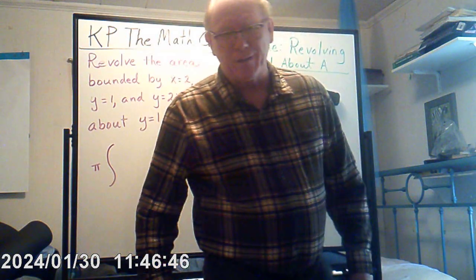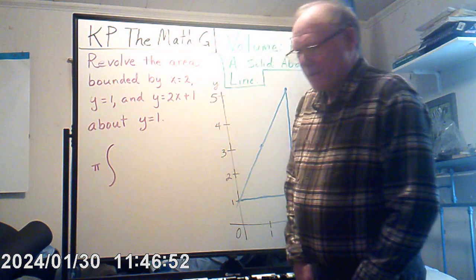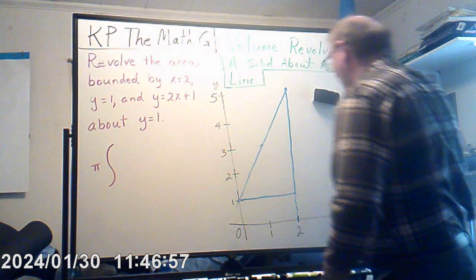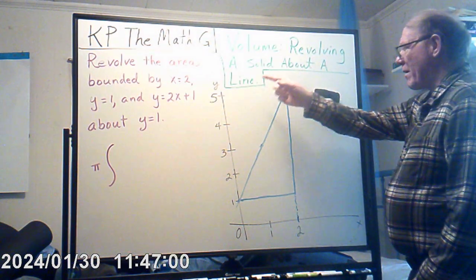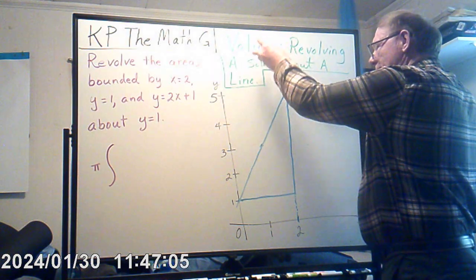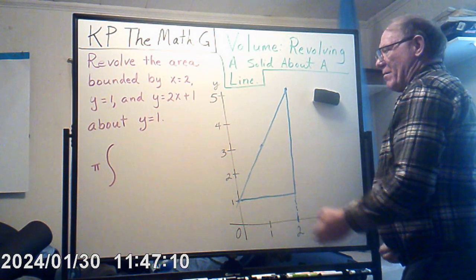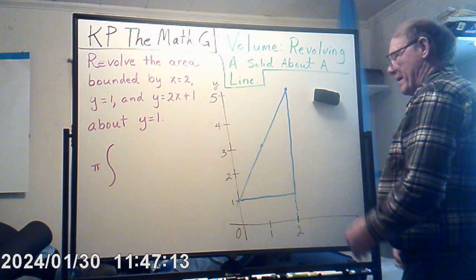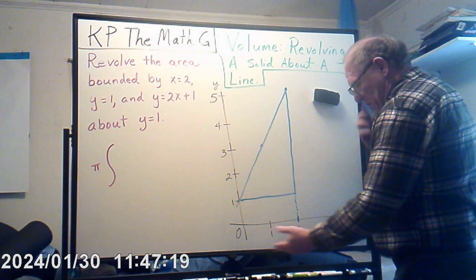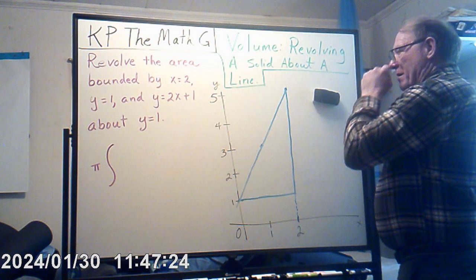Hello there everyone, this is KP the Math G here, and I thought I would revisit this idea of a volume that's revolving a solid about a line, or an area, if you will. And that line could be the x-axis, or the y-axis, or some other line, x equals 3 or 4, or y equals -1, -2, or +8. That's what we're talking about here.